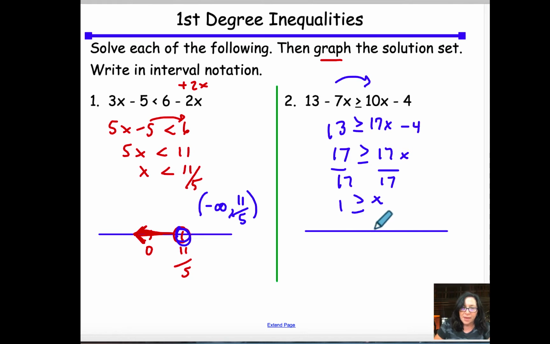So again I'm going to put my value 0, and I'm going to put 1 here. It's less than or equal to, so that means that's going to be a solid circle, and going to the left, x is less than, so it's also going to the left. Putting this in interval notation, because again negative infinity, we're going to go negative infinity to 1. But because this is a solid circle here, this would become a bracket. And so that's what we call interval notation.